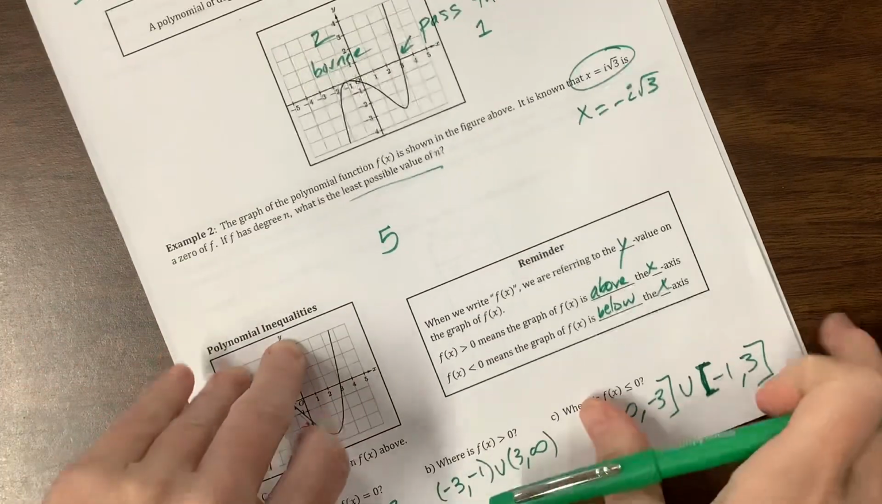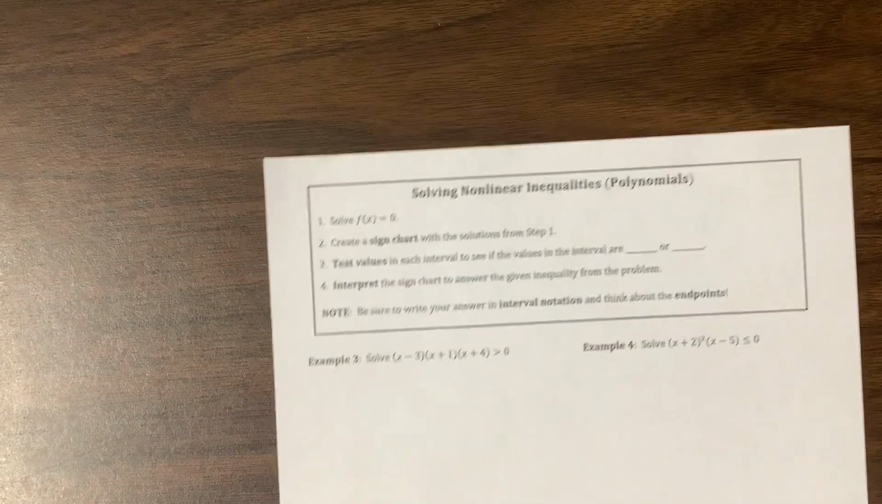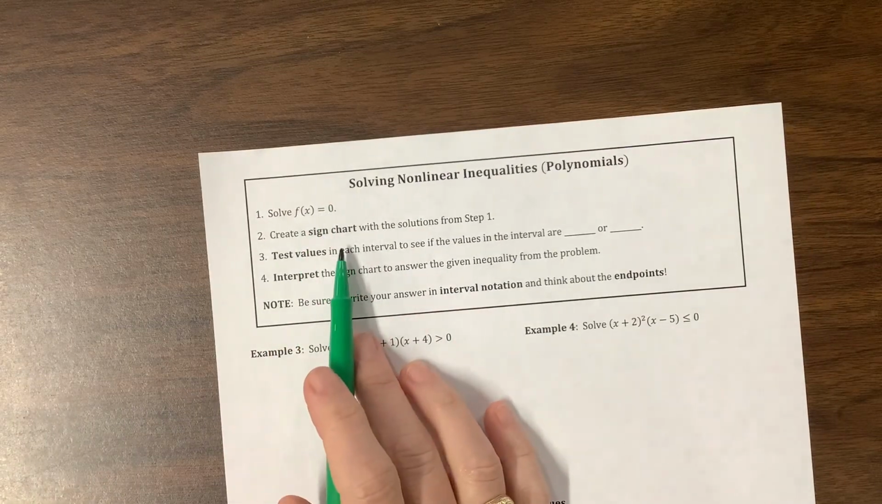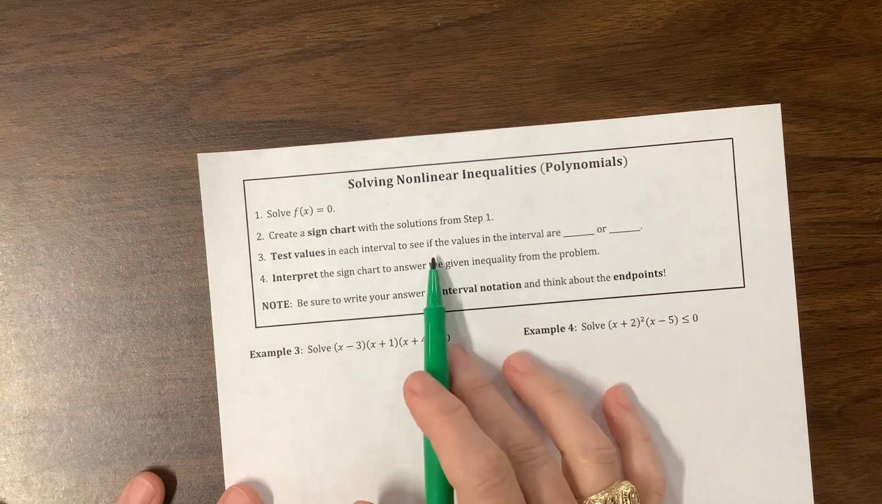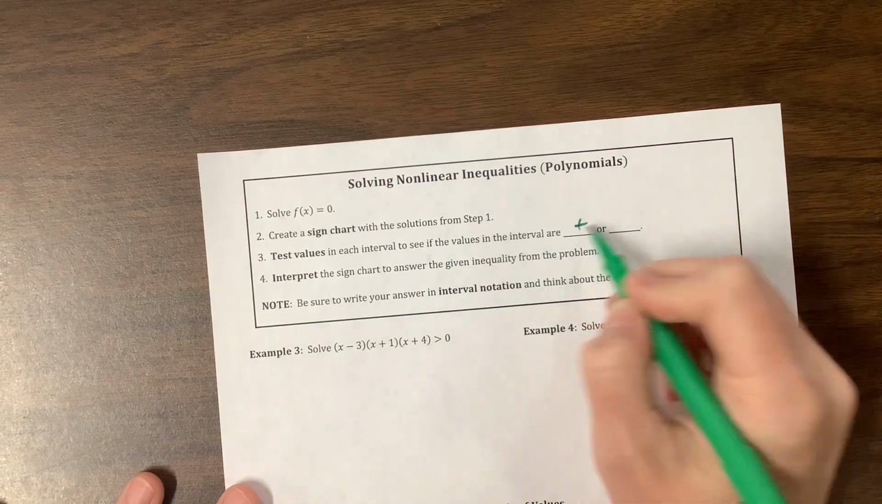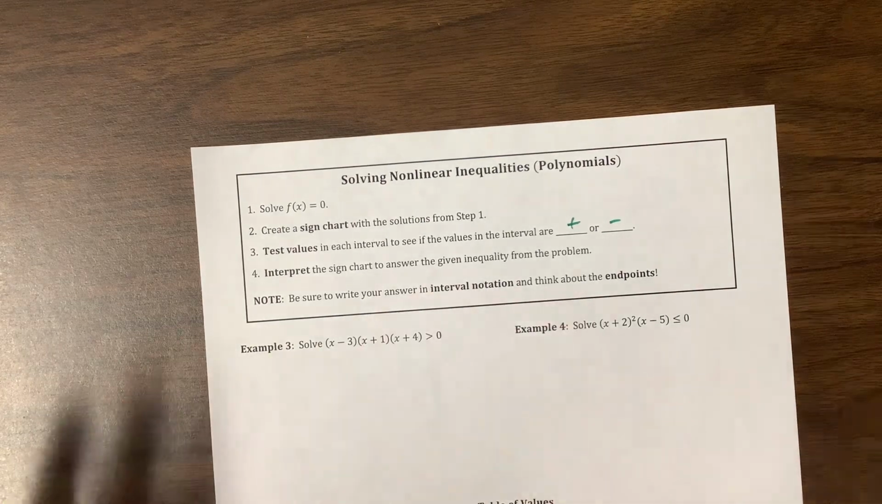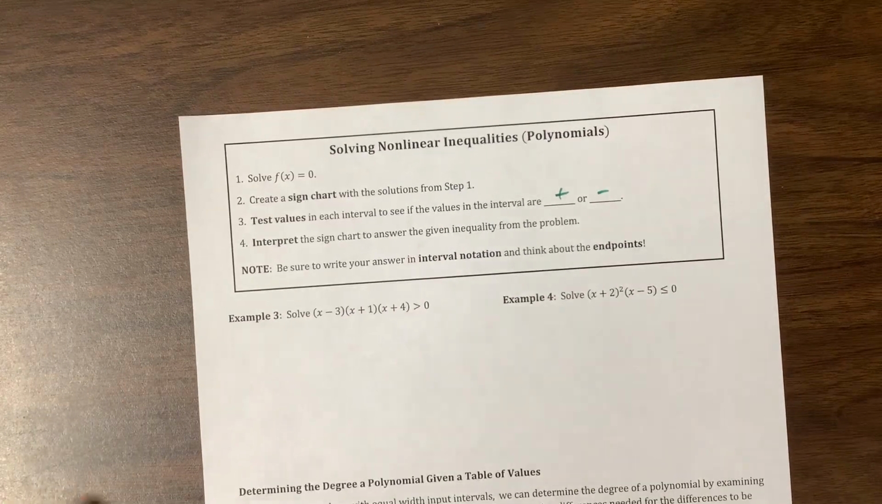And that's that. Okay, so when they give us an equation, or something like this, we're going to solve it. We'll make a sign chart, or a sign diagram is what I called it. Test values in the intervals to see if the values in the interval are positive or negative, and then interpret the sign, or interpret the problem. Anyway, it's not so bad. We just have to jump in.